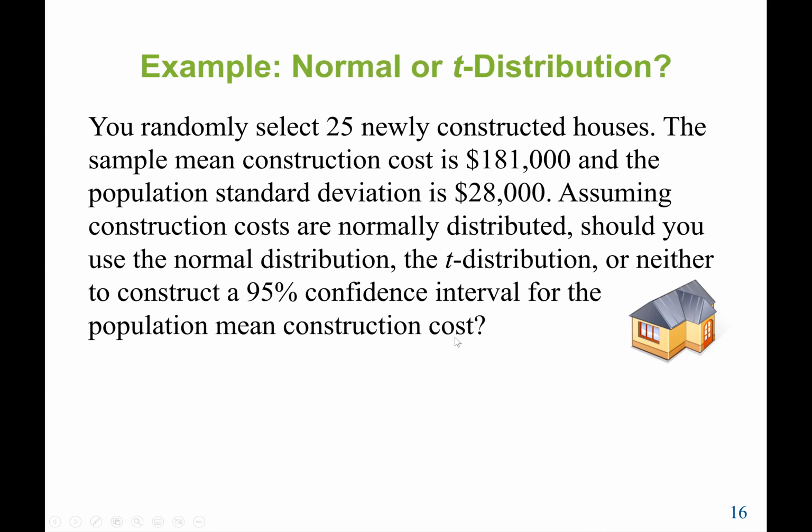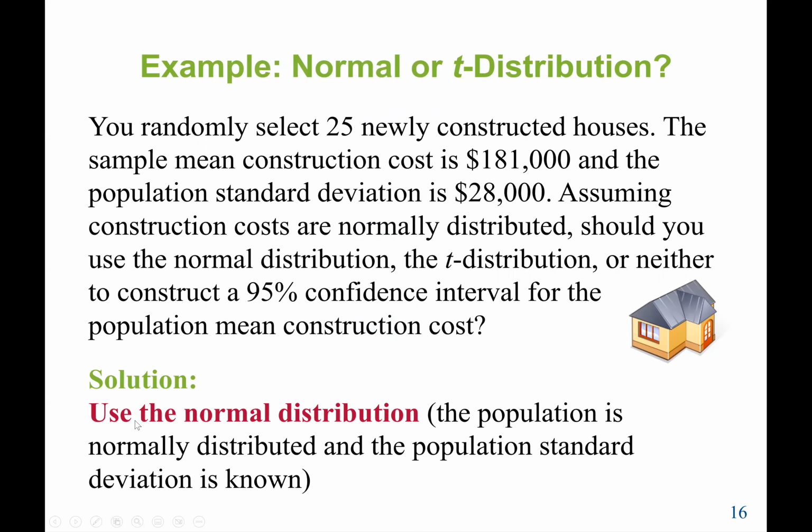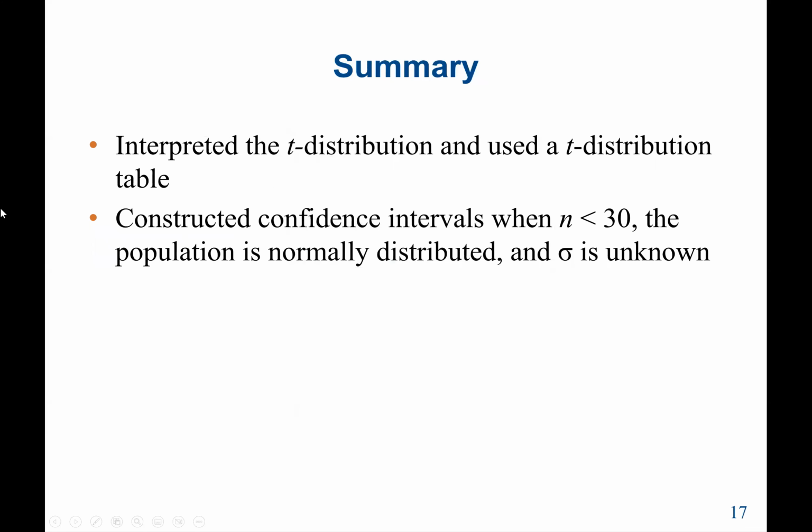Now, what we need to consider is the size of the sample. Let's start with the normal distribution. This means the population is normally distributed and the population standard deviation is known. If the population standard deviation is known, we use the normal distribution. Otherwise we interpret the t distribution and use the t distribution table.